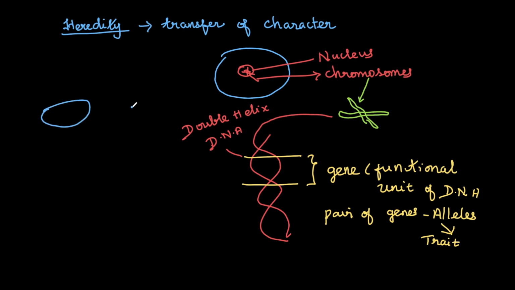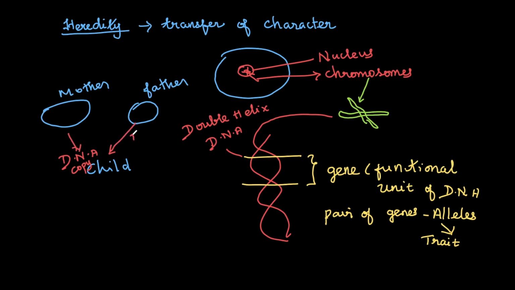If you take mother and father, the child is getting one DNA copy from the mother and one DNA copy from the father. So the child has both characters, the gene from the mother and also from the father. So it has both the DNA copies.